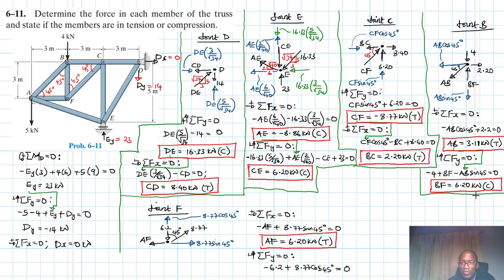So how many do we have? We have 1, 2, 3, 4, 5, 6, 7, 8, 9. Great. Alright, I guess we are done.